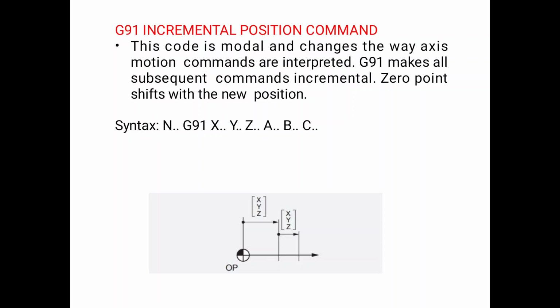Next, G91 is the incremental position command. This code is modal and changes the way axis motion commands are interpreted. G91 makes all subsequent commands incremental, with the zero point shifting to the new position.